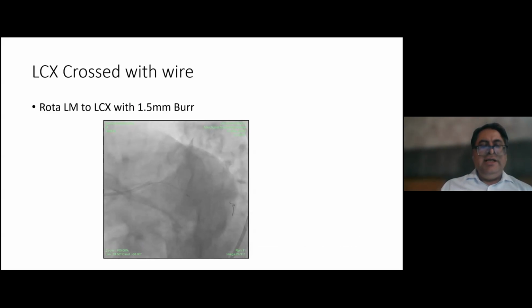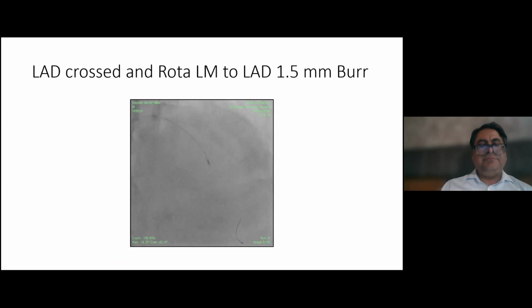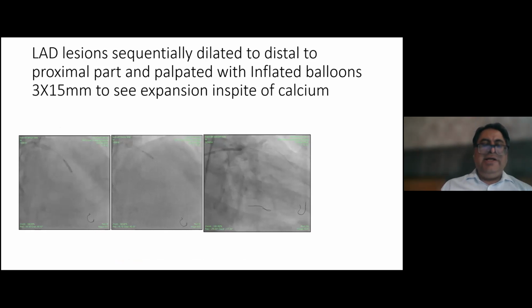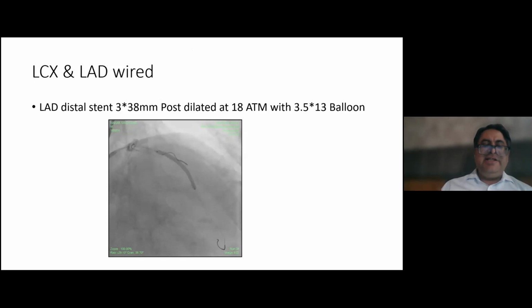We rotablated from left main to LCX with a 1.5 millimeter burr. Similarly, LAD was crossed and rota from left main to LAD was done with a 1.5 millimeter burr. So these slides are already discussed. Then the LAD lesion was subsequently dilated from distal to proximal part, and it was palpated to see that there is no calcium. With a 3 millimeter balloon, we could see a good expansion in spite of calcium. So we went ahead with a free mind to stent these vessels.